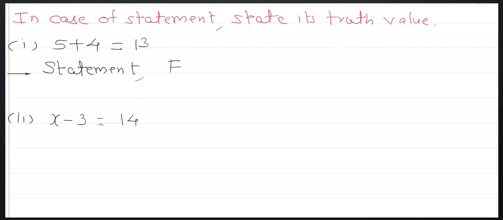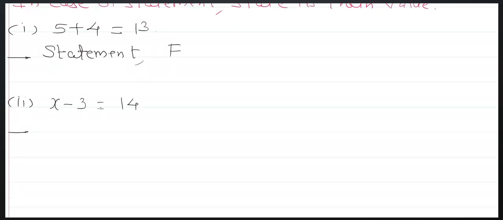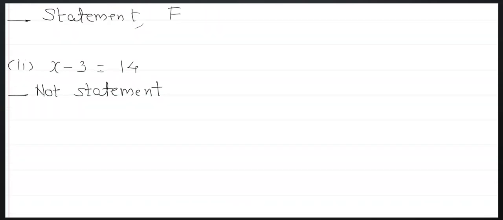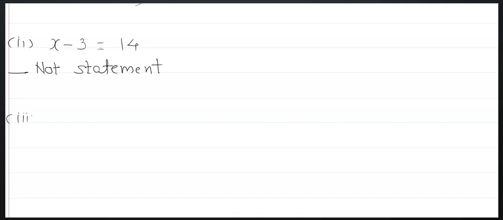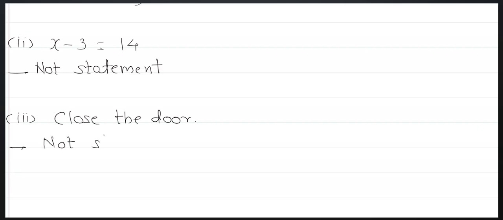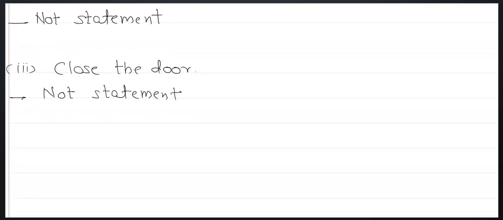Next, x minus 3 is equal to 40. It is not a statement. We don't know what the x is. Next is, close the door. This is not a statement. It is an order.